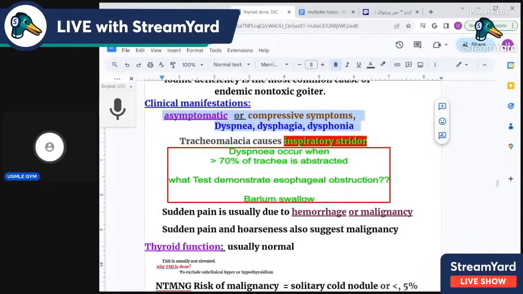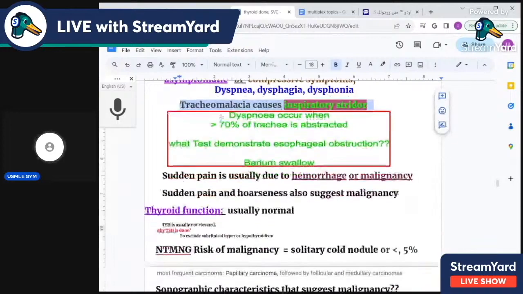Dyspnea, dysphagia, dysphonia due to compression of the trachea, esophagus, and obstruction of the recurrent laryngeal nerve that supplies the vocal cord, which causes dysphonia. And tracheomalacia causes inspiratory stridor. I already told that dyspnea occurs when more than 70% of the trachea is obstructed, and the test that demonstrates esophageal obstruction is the barium swallow, which causes dysphagia.